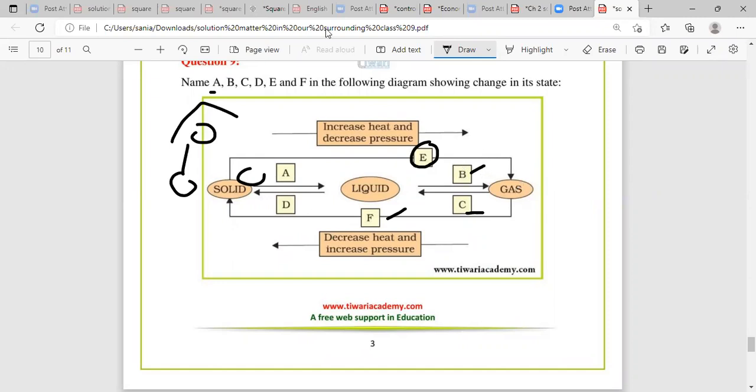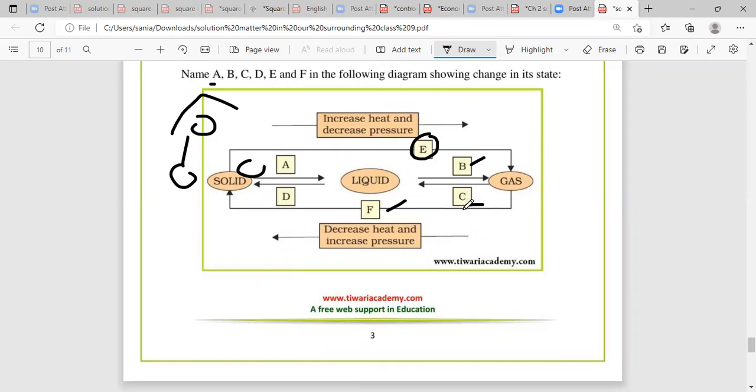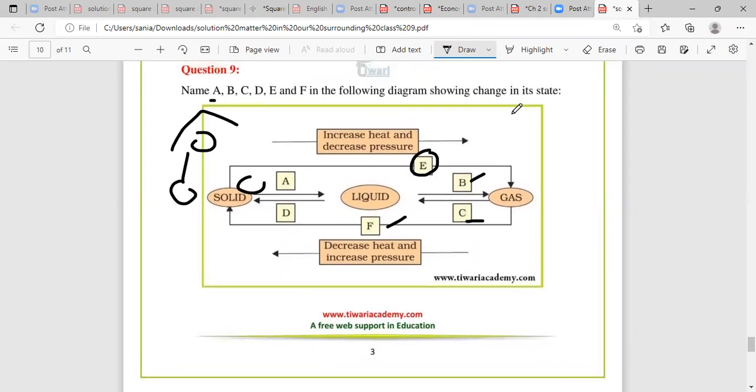B Jaslin will tell and C Adil. Check your notes, students, and tell me the answer. Today you have your Viva. How will you respond? C1 is deposition. Deposition. Okay. And B1 is vaporization. Okay.